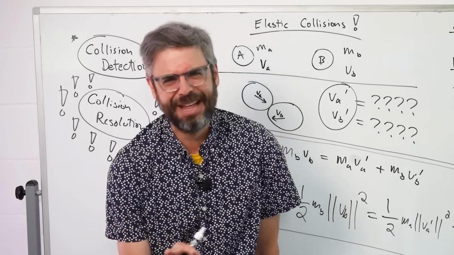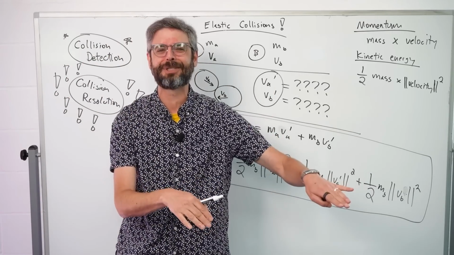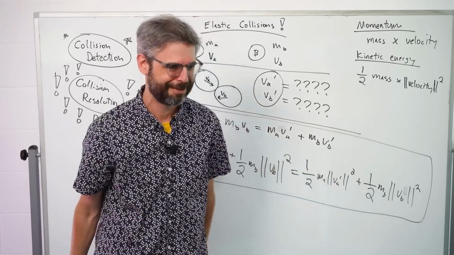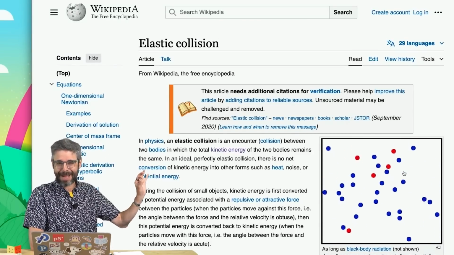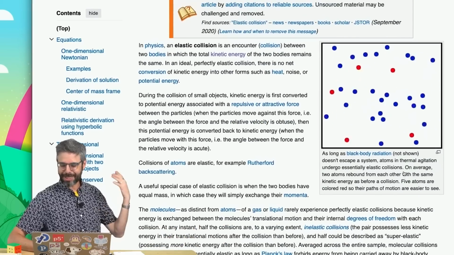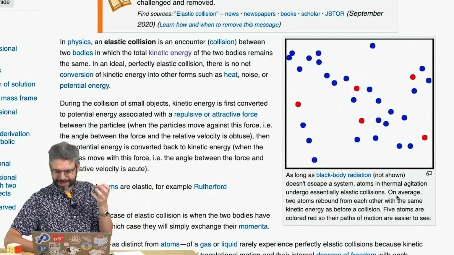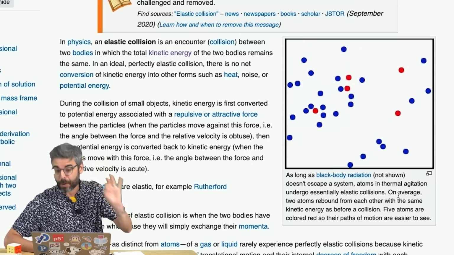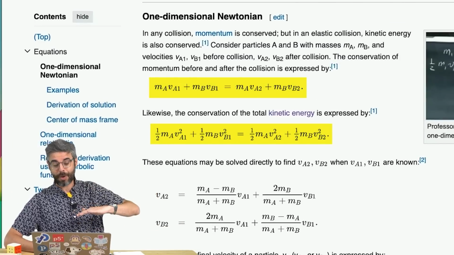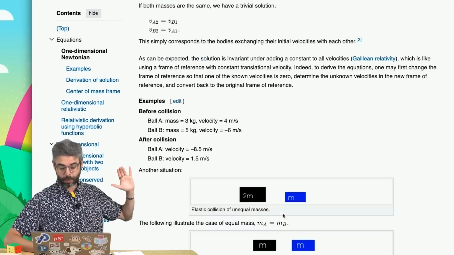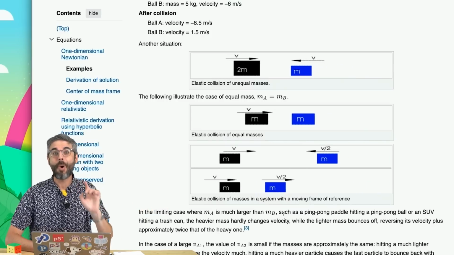I'm not actually going to do that in this video. I'm just going to tell you what the solution is and show you some resources on how it could be derived. So my first stop before recording this video was to review this Wikipedia page for elastic collisions. You can see this nice animated demonstration of atoms in a thermal agitation system that are undergoing essentially perfectly elastic collisions. These same equations that I've covered for you on the whiteboard are here on the page, as well as some animated demonstrations of how this plays out in one dimension.